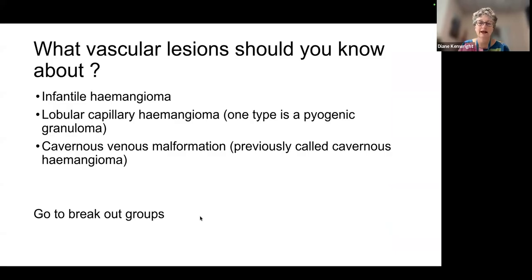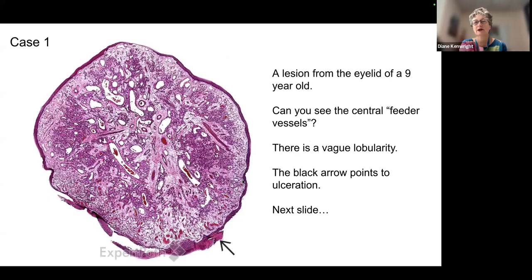So what are the vascular lesions you need to know? Hemangioma, lobular capillary hemangioma, i.e. pyogenic granuloma, and cavernous venous malformation, previously called, but no longer, a cavernous hemangioma. So let's have a look at this one.